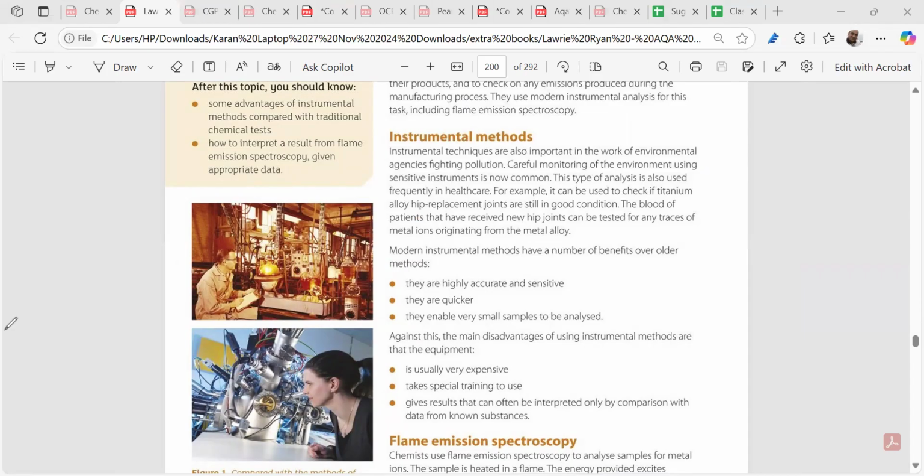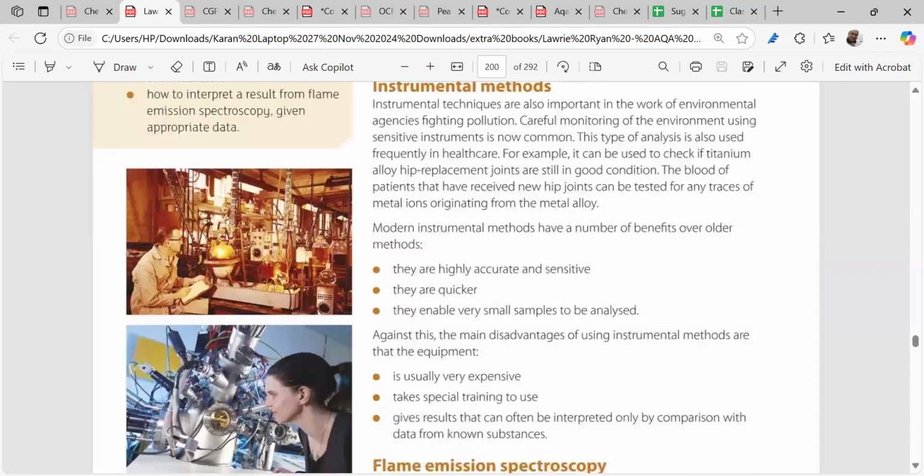The advantages of the instrumentation method is that only a very small amount of sample can be analyzed. This should be coming first, right? Next comes this: it's highly accurate and sensitive. And it's very quick, right? Within seconds, you will be getting the result.